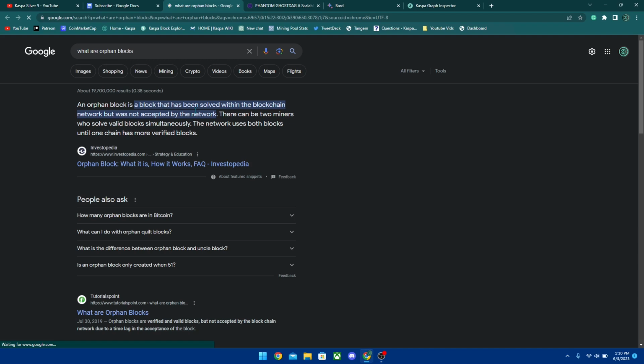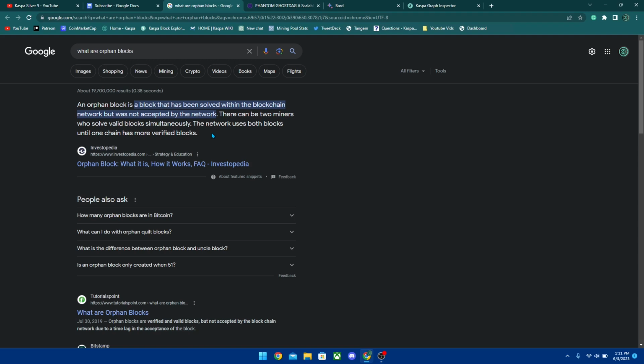If we take a look at this link here and we ask the question, what are orphan blocks? An orphan block is a block that has been solved within the blockchain network, but was not accepted by the network. There could be two miners who solve valid blocks simultaneously. The network uses both blocks until one chain has more verified blocks.